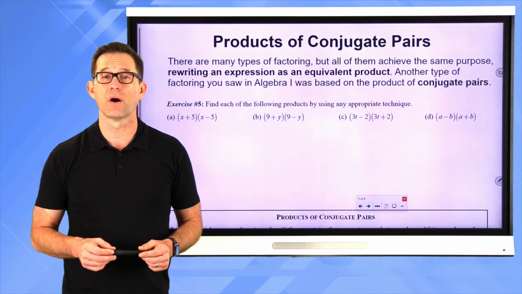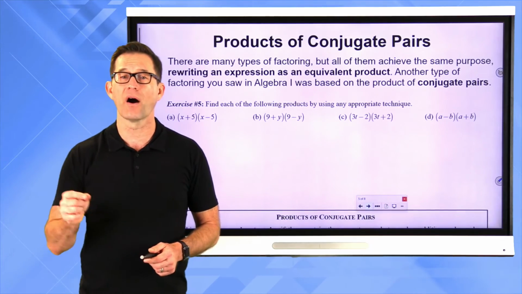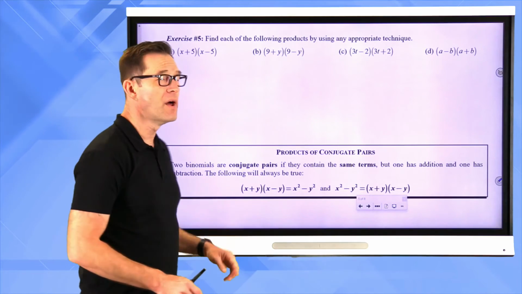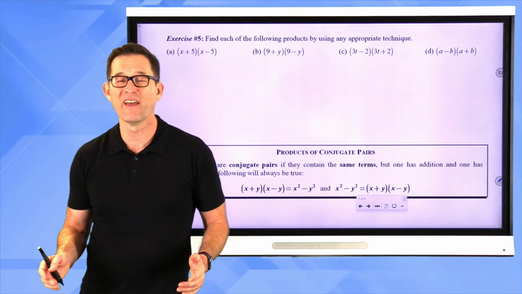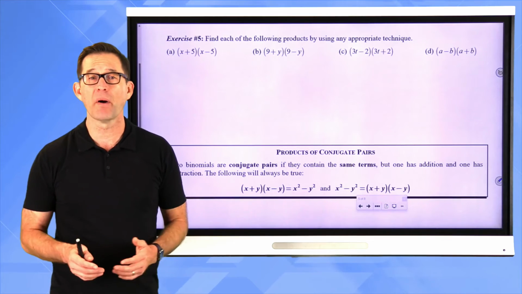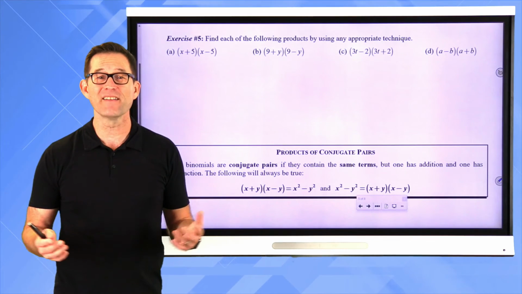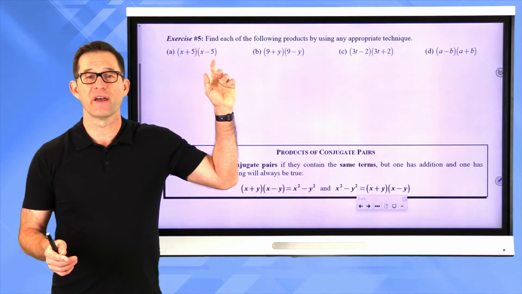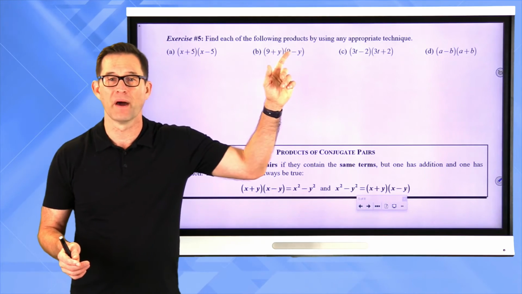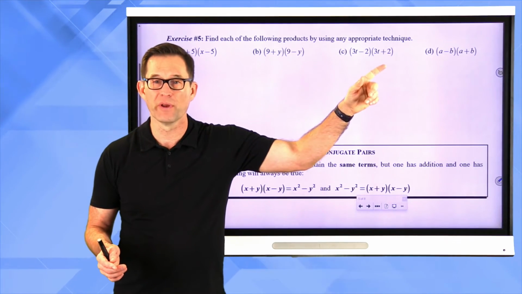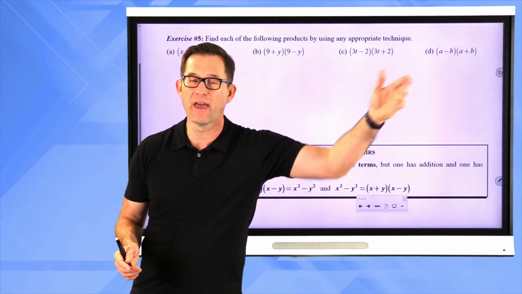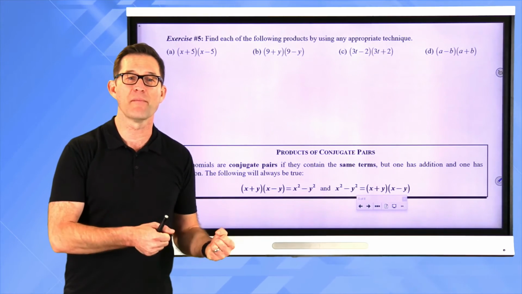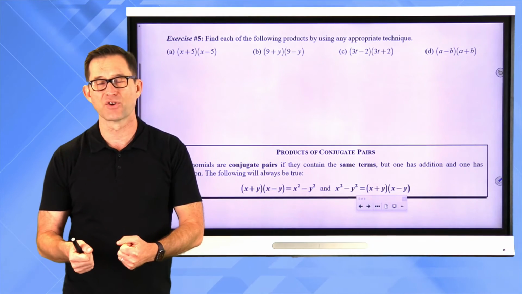Another type of factoring you saw in Algebra 1 was based on the product of conjugate pairs. Now, conjugate pairs are a funny word, but they come up a lot in mathematics, okay? What a conjugate pair is, it's a pair of binomials that looks exactly the same, but one of them has addition and one of them has subtraction. So x plus 5, x minus 5, 9 plus y, 9 minus y, 3t minus 2, 3t plus 2. A minus b, a plus b, right? They all have this structure where they have exactly the same two terms, but one of them has the terms added, one of them has the terms subtracted.